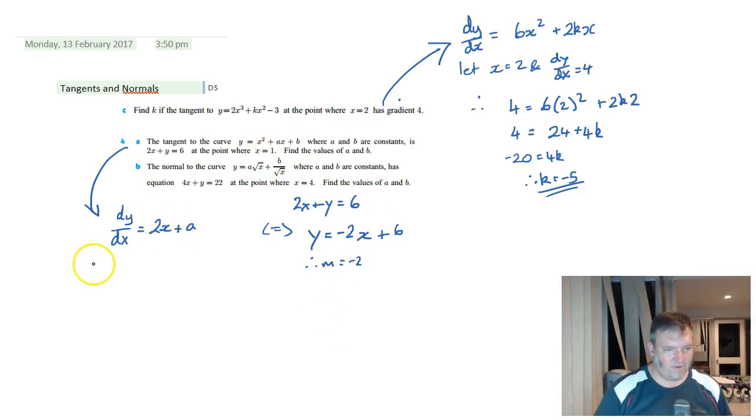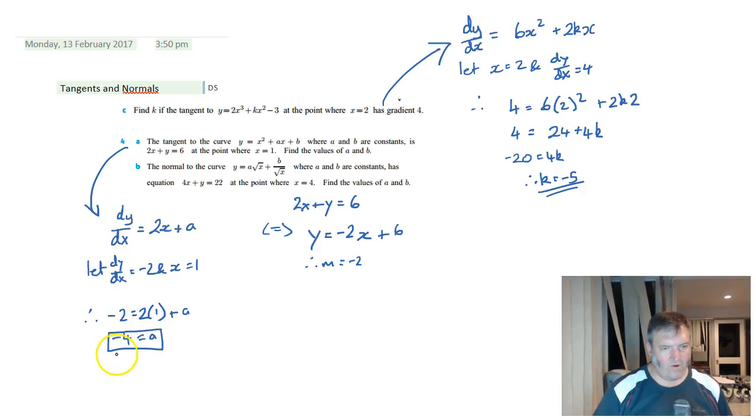Let's substitute that particular bit of information into this original one. So I'm going to let dy/dx equal negative 2 and x equal 1. Therefore I've got negative 2 equals 2 times 1 plus a. I subtract 2 from each side. Negative 4 is equal to a. I'm on my way, but I haven't got this last little bit.